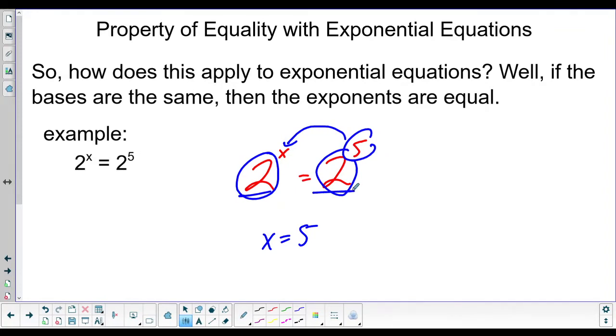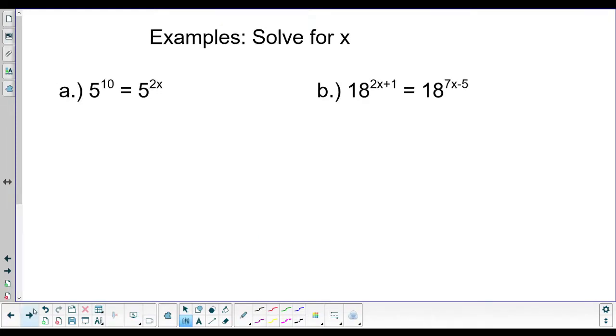If the bases match, the exponents also need to match. So it lets us kind of throw away the base and just set the exponents equal to each other. And we're going to take advantage of this today to solve exponential equations. So let's see how we're going to do that.